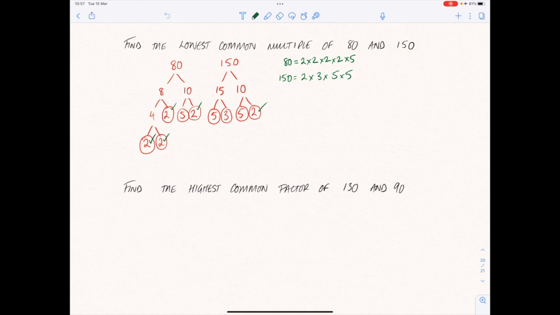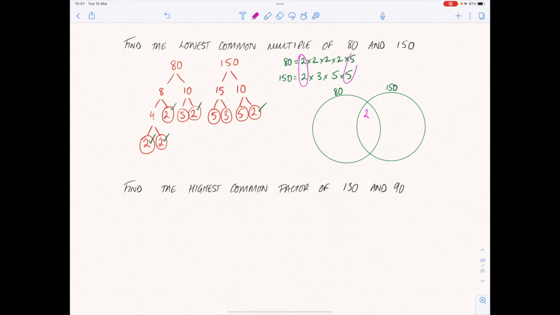So from this point, what you need to do is draw a Venn diagram. So I have my first circle, my second circle, making sure there's an overlap, and I put 80 here and 150 here. So these are my two circles. What I'm now trying to do is play a game of snap. So there is a 2 that matches up in both lists. So 2 goes in the middle. And I look to see if there's anything else that matches up. So 5 is the only other thing that matches up. There are no other numbers that match up in those two lists.